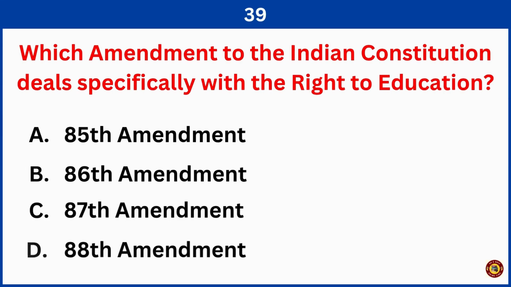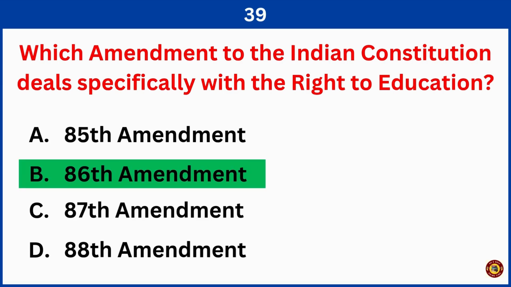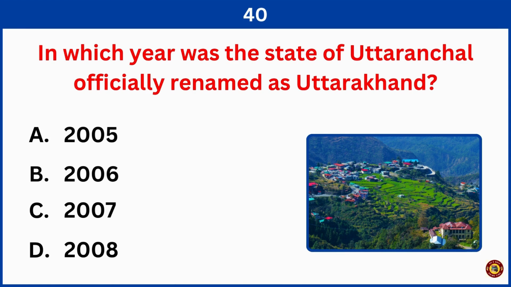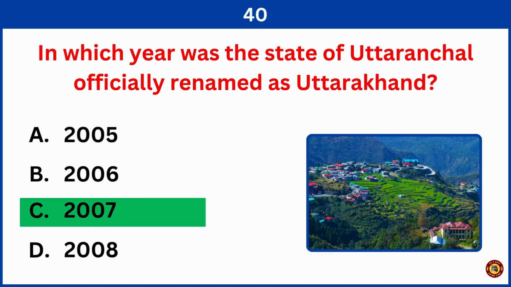Which amendment to the Indian Constitution deals specifically with the right to education? Correct answer is option B, 86th Amendment. In which year was the state of Uttaranchal officially renamed as Uttarakhand? Right answer is option C, 2007.